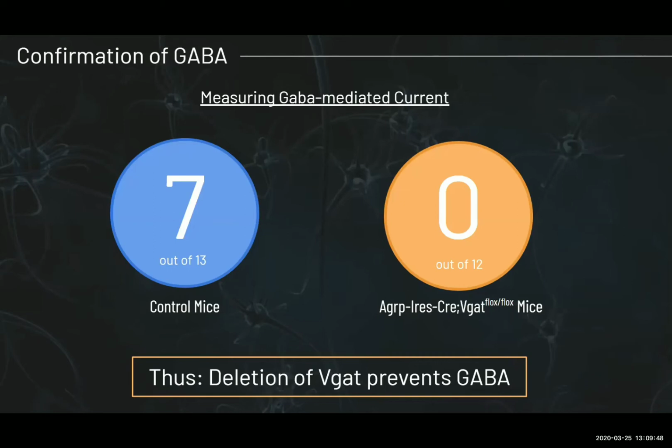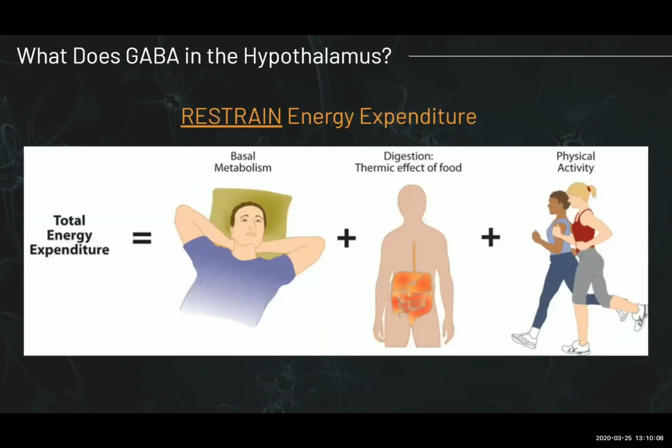So they measured GABA-mediated currents in the postsynaptic cell, and in the control group, 7 out of 13 of the mice had GABA, and in the experimental group, 0 out of 12 had GABA. The deletion of VGAT prevents GABA from releasing in the AGRP neurons. So now that we have confirmed GABA release was disrupted, we can take a look at the results they found.